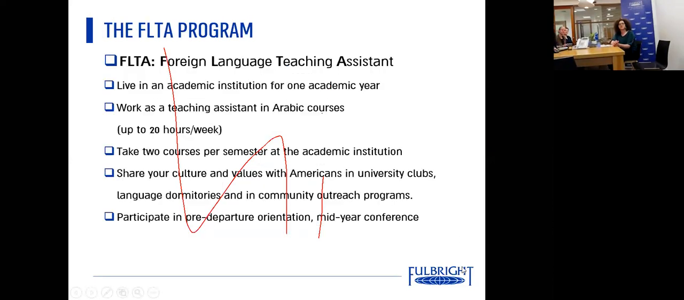Okay, great. So what is the FLTA program, and why do we still have that weird red thing on it?